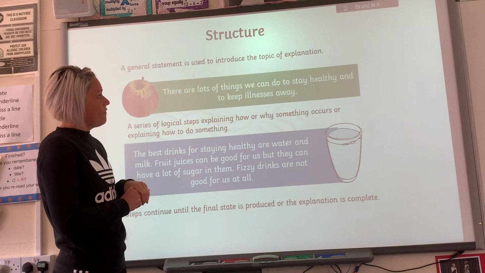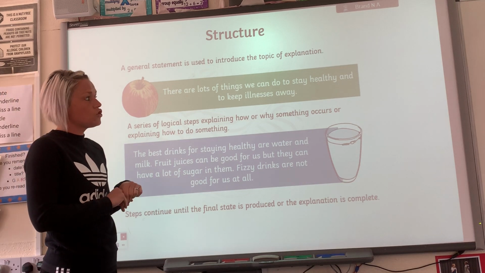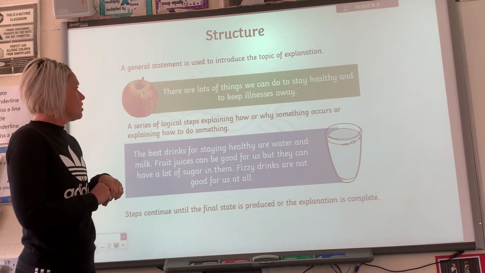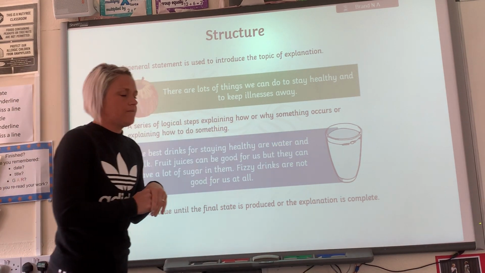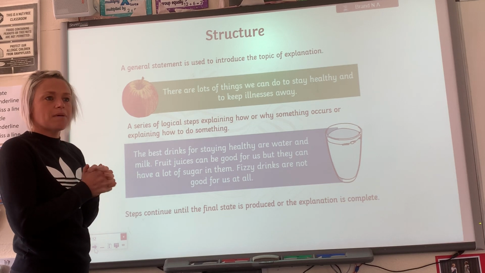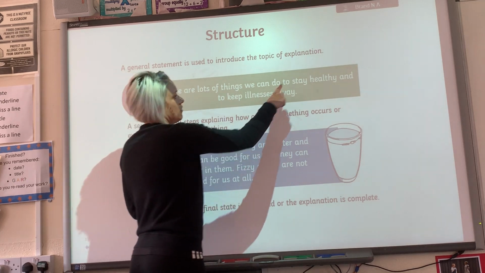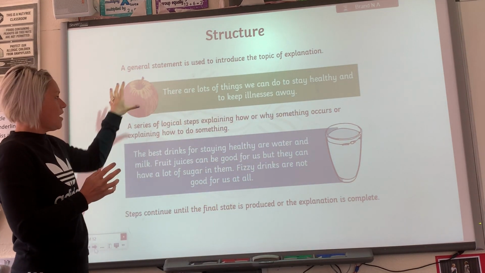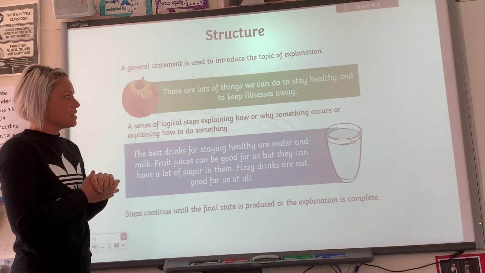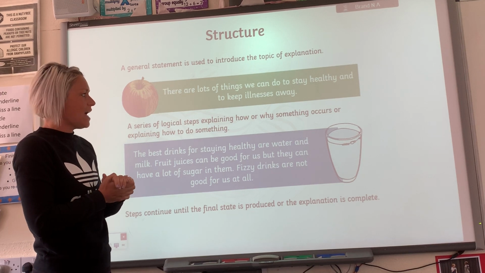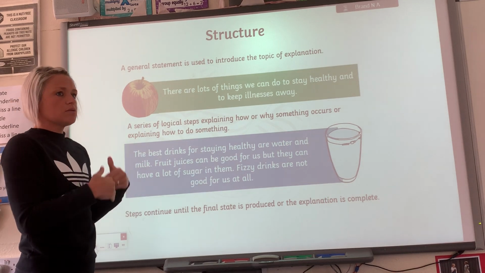So, first thing we need to think about is you'll need a general statement that is used to introduce the topic of your explanation. So for example here, you can probably see straight away we've got an apple and we've got the glass of water. Okay, so what do we think this explanation text might be about? We've got an apple and a glass of water. You probably can see the word healthy jumping out at you there. So their opening statement at the beginning of their explanation text is there are lots of things that we can do to stay healthy and to keep illnesses away. So a general statement. And then it will go into more detail.